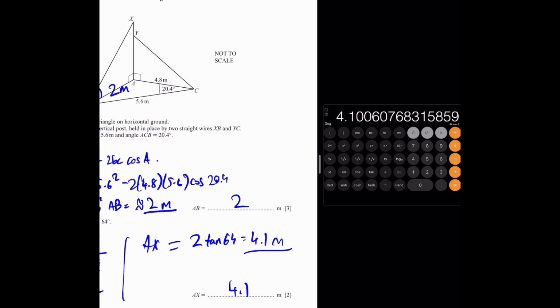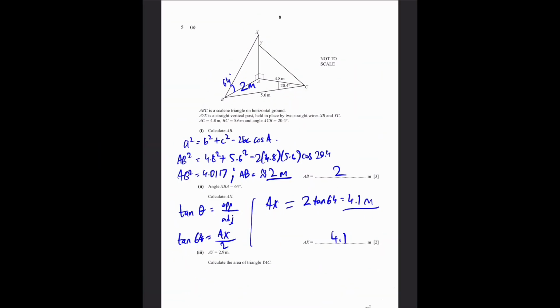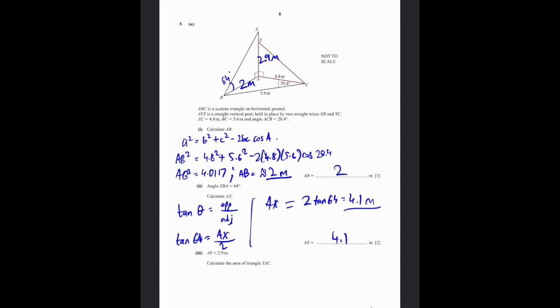By the way, this is still a 3 significant figure approximation since the fourth significant figure is 0, which is less than 5. Now we can go to part 3. AY is equal to 2.9 meters. Let's just write that down. Calculate the area of triangle YAC. So for triangle YAC, we can find the area using a simple half base times height.